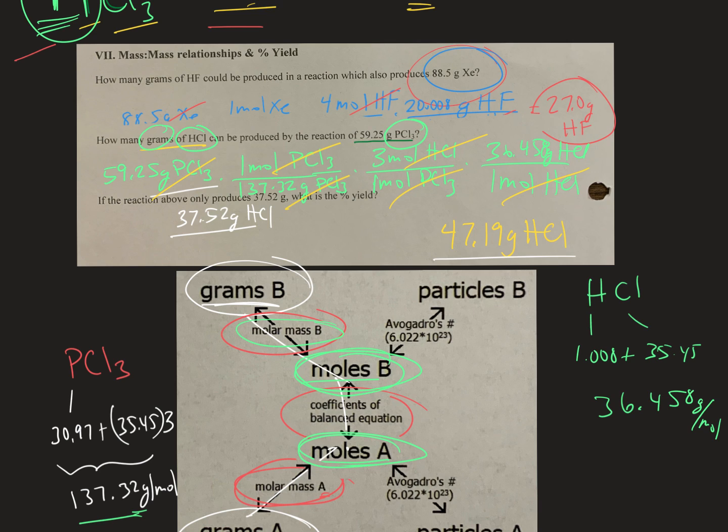And what we're trying to get is our theoretical yield. So this is the total, 47.19 grams of HCl. What cancels? Grams of HCl. And how do we convert that to a percentage? Times 100%. And we get 79.5% yield. Good?